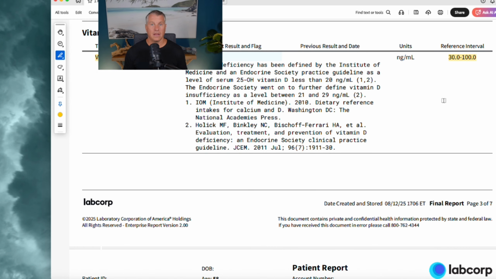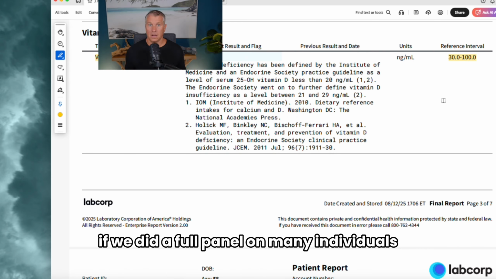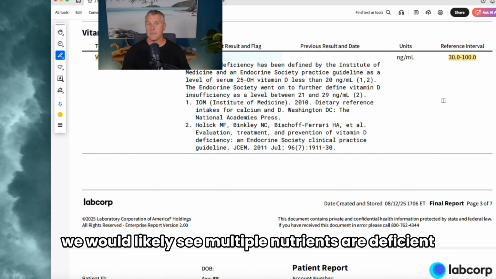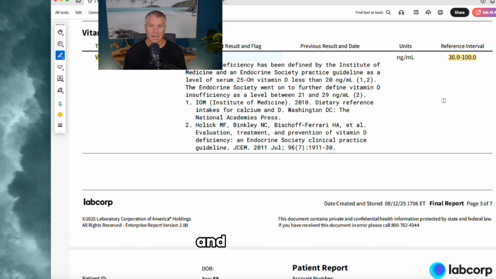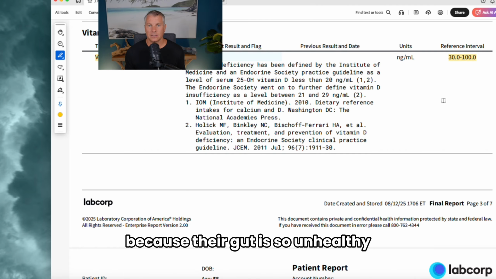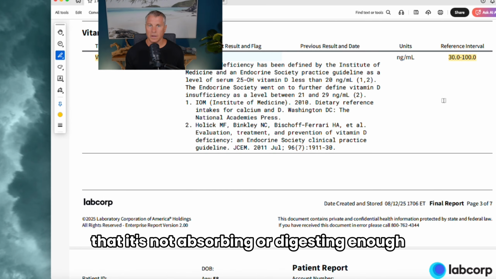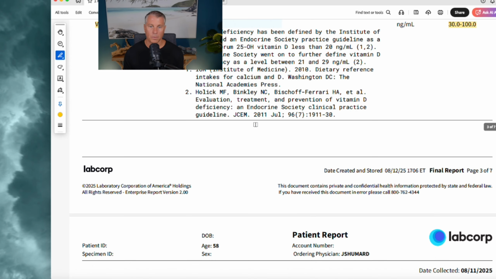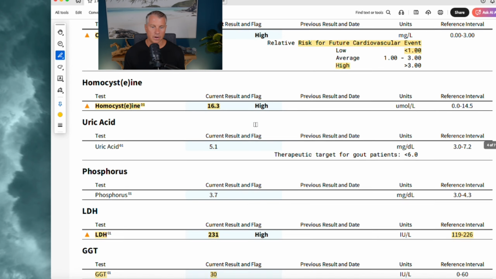And here's the deal. If we did a full panel on many individuals, like this individual here, we would likely see multiple nutrients that are deficient. And again, not because they're not consuming enough of those nutrients, but because their gut is so unhealthy that it's not absorbing or digesting enough, and they're lacking the nutrients that are essential for cellular function and blood sugar regulation. So in this specific individual, we can see they have multiple problems going on, but we're not even done yet. We still see another issue going on here.